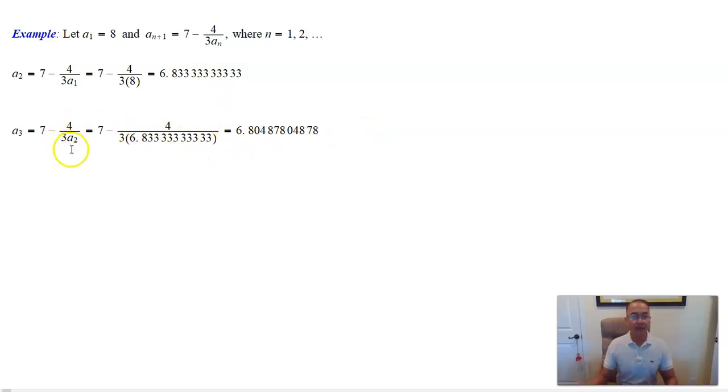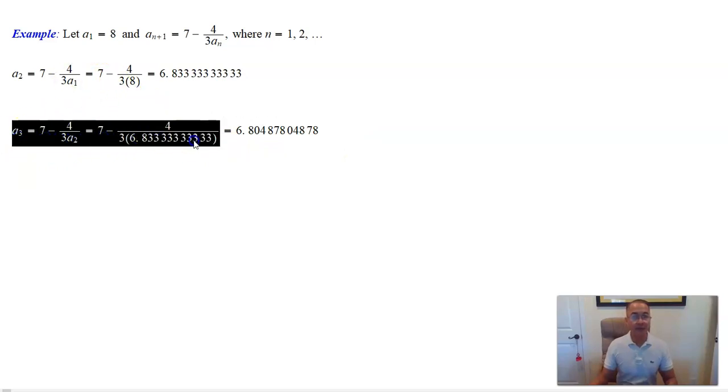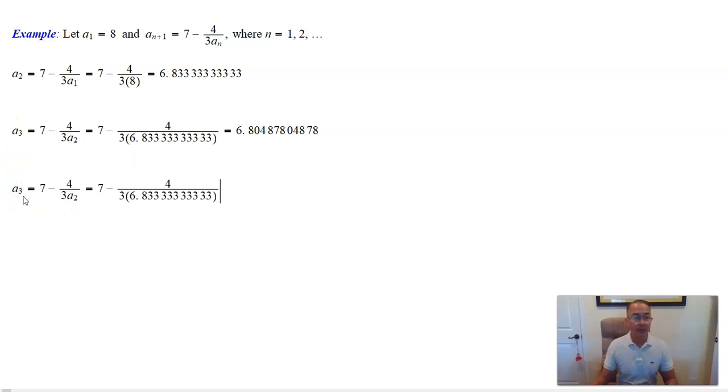I hope you see the pattern. We basically have the same skeleton, same structure. I will copy our previous computation, but we will change this to A4. If I want A4, we want 7 minus 4 over 3 A sub 3, which means that we replace 6.8 and so on with 6.8048 and so on. All right, so we replace it with that. And then we get our decimal approximation.